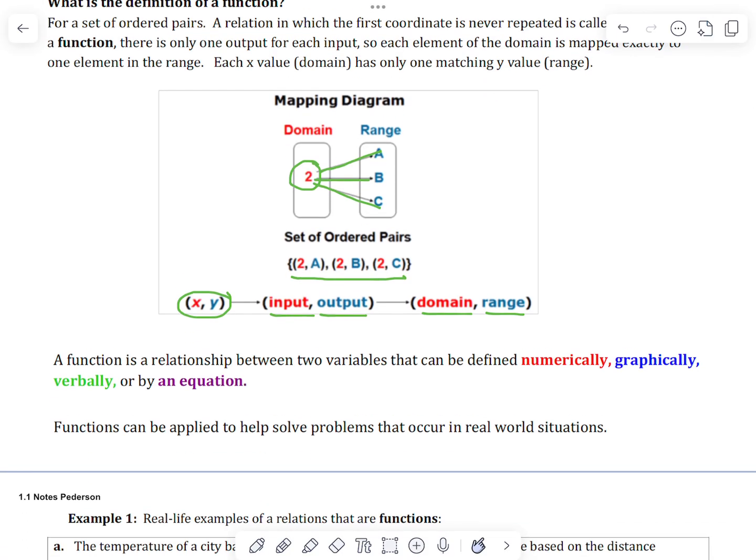We can say a function as a relationship between two variables can be defined numerically, graphically, verbally, or can be described as an equation. Functions can be applied to help us to solve problems in the real world. So you'll see a lot of application problems in our course.